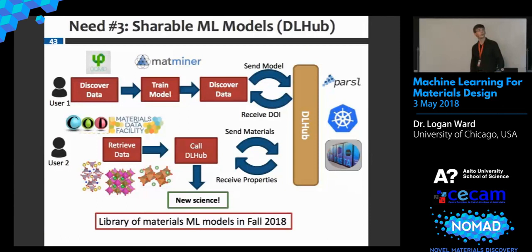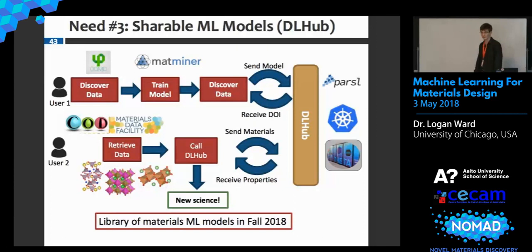The third area is a little more aspirational, as this is a relatively new project. DLHub is a project out of Argonne National Lab. We're seeking to build the infrastructure that will allow people to share their machine learning models. An example of a use for this in materials is, let's say I use MapMiner to build a model that predicts the stability of materials using data from the OQMD.